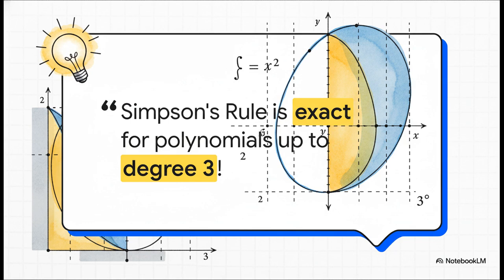And here it is. This is the big aha moment. Here's a fun fact for you. Simpson's rule isn't just a good approximation for polynomials. It's perfectly exact for any polynomial up to degree 3. Since our function, x squared, is just a simple degree 2 polynomial, the parabolas that Simpson's rule uses to approximate it, well, they weren't approximations at all. They were a perfect match.